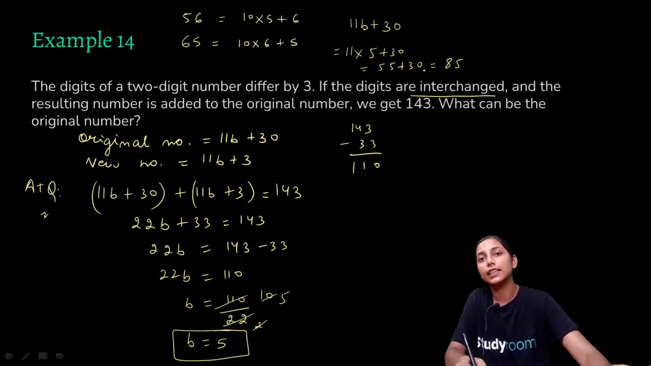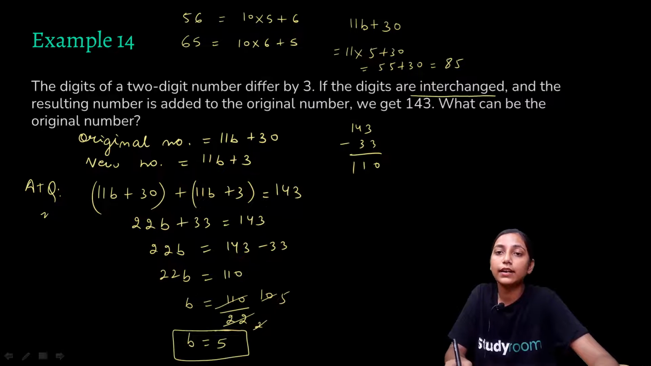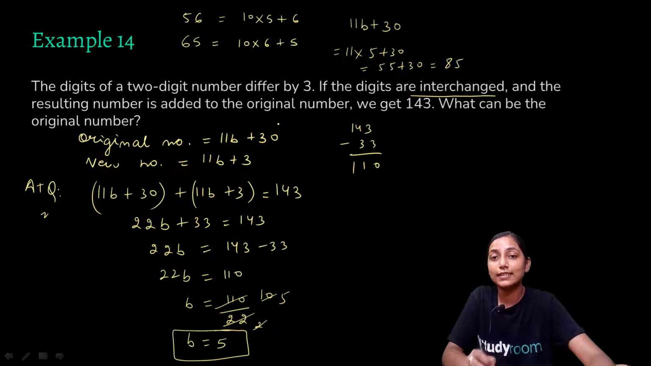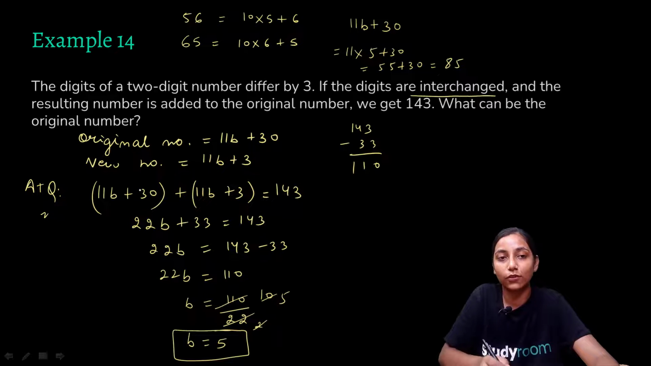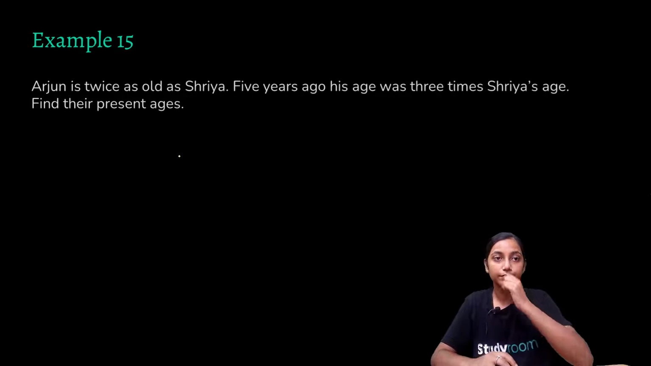You can even check this answer. How will you check this answer? You will do all these steps. First of all, you can see that 8 minus 5 is 3. So this condition is satisfied. If the digits are interchanged, that is, if this number becomes 58, and if you add both 85 and 58, you will get 143. So you can say that yes, 85 was the original number that we had to find.